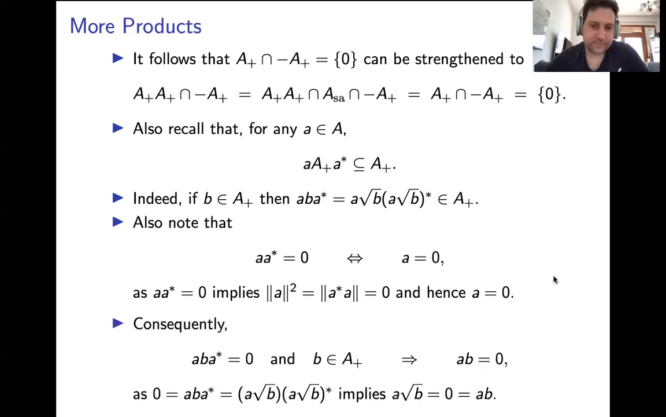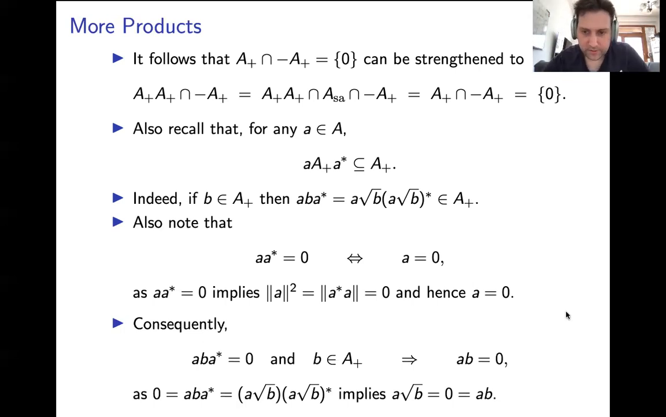Okay. And putting these facts together, we see that if you have some positive element B and you know that A B A star is zero, well, in fact, that already implies that A square root B is zero, and so the product of A and B is zero. Because you just rewrite this A B A star, again using this trick of writing it as something times something star, using the square root of B. And if that's zero, well, A square root B is zero. But once you've got that, you just multiply again on both sides by the square root of B, and you've shown that A B is zero.